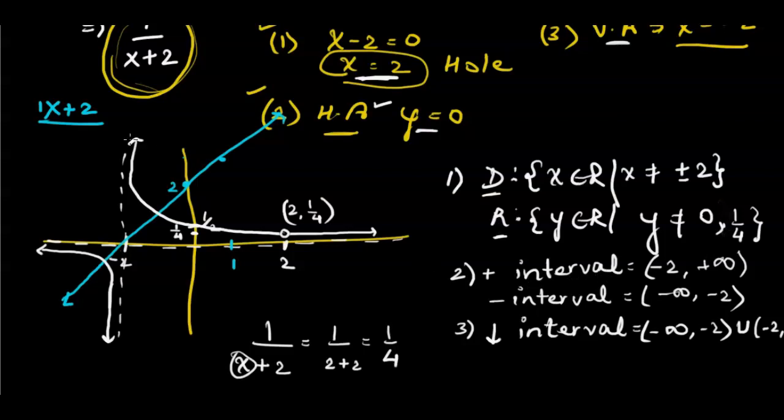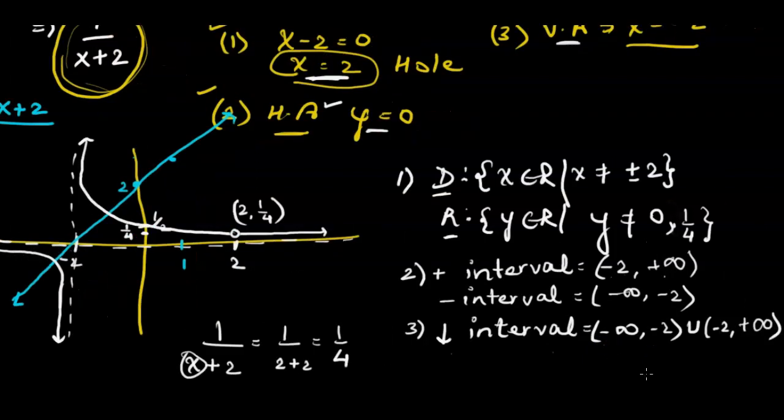Positive interval: we see this graph is above the x-axis on the right side of the vertical asymptote. So the positive interval is negative 2 to positive infinity. On the left side of the vertical asymptote, the graph is under the x-axis, so it is negative infinity to negative 2. Because this graph is always decreasing, the decreasing interval is negative infinity to negative 2 and negative 2 to positive infinity. This is how we show the intervals, and in math it is written with the help of the union sign.